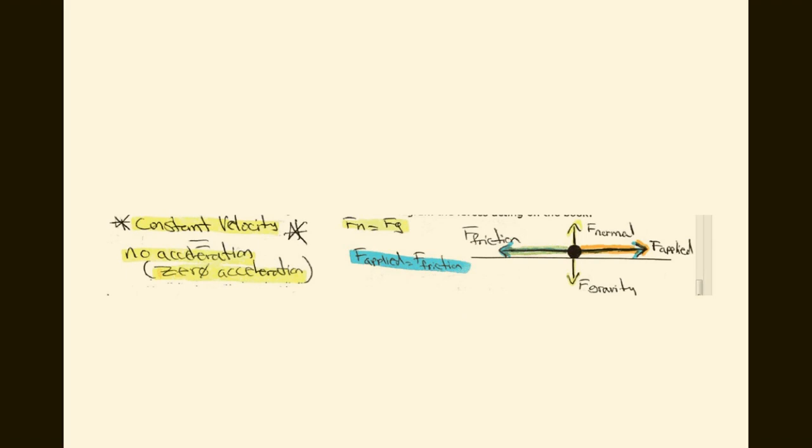All right, so constant velocity, like we've said, means no acceleration, and no acceleration, of course, means zero acceleration. Fn is equal to Fg, and F applied is equal to F friction. So whatever value we give to the right, if we knew whatever force applied was, it would be the same exact value on the left with a negative value. And if we said Fg is a negative 100, F normal is 100.